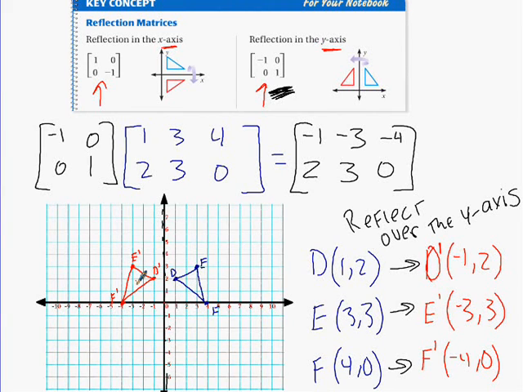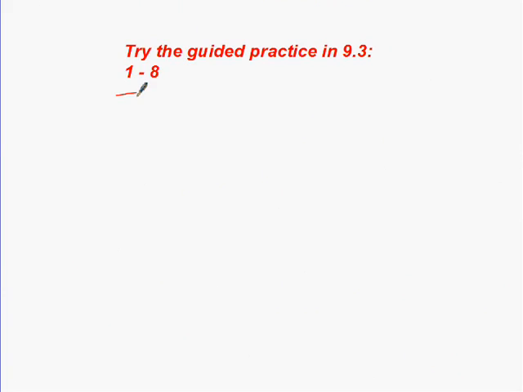Alright, well that's where we go with reflections today. Why don't you guys do these on your own? Alright, try the guided practice. You should be able to do it. If you don't understand, rewind, pause, put it in slow-mo if I talk too fast.